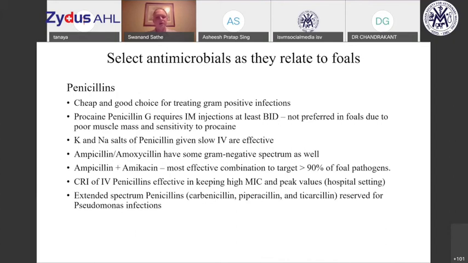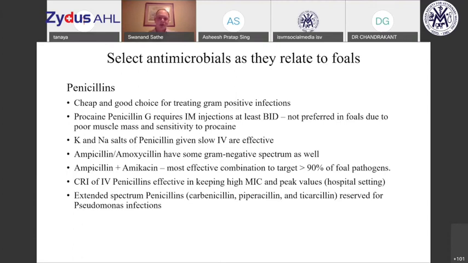a day. Adult horses start becoming sore with neck swellings, and hence we prefer not to use PPG in foals because of their lower muscle mass and their sensitivity to procaine salts in penicillin. We prefer to use potassium and sodium salts of penicillin intravenous, and especially potassium salts have to be given slow intravenous, otherwise foals react negatively to the potassium penicillins.